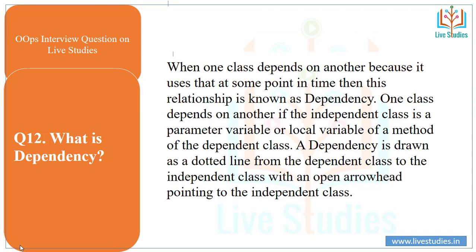Another question is, what is dependency? When one class depends on another because it is used at some point in time, this relationship is known as dependency. One class depends on another if the independent class is a parameter variable or local variable of a method of the dependent class. A dependency is drawn as a dotted line from the dependent class to the independent class with an open arrowhead pointing to the independent class.